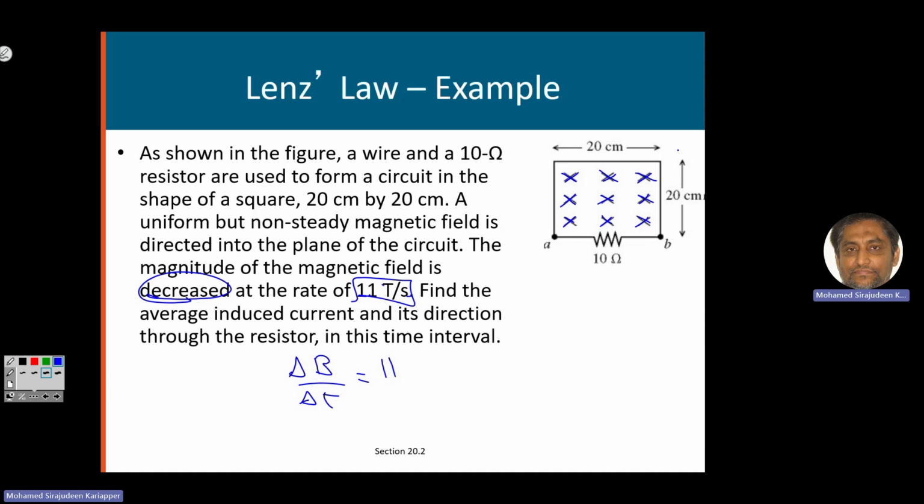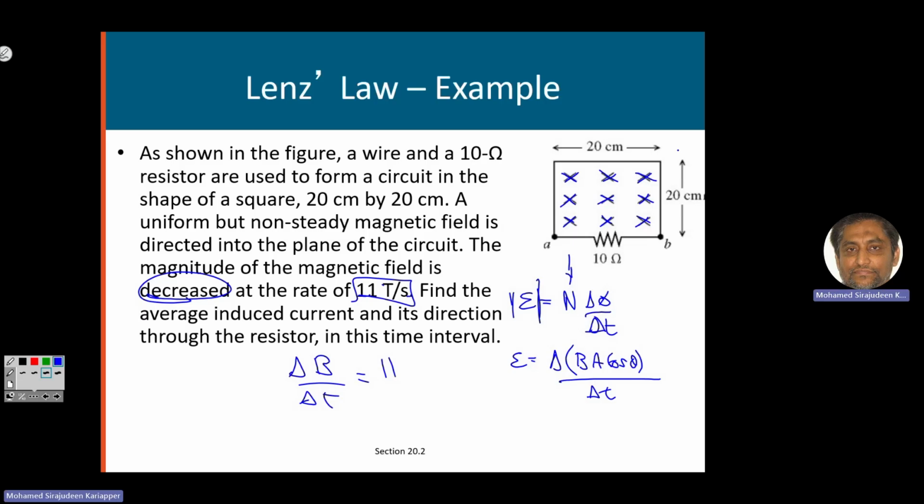What do you think will happen? There is a magnetic field, and the magnetic field is changing. That means the flux is changing. So according to Faraday's law, the magnitude of the EMF will be equal to N delta phi over delta T. I took the magnitude. I will get the direction from Lenz's law. So I just want the magnitude. Only one loop, so N is equal to 1. Phi is equal to BA cosine theta divided by delta T.